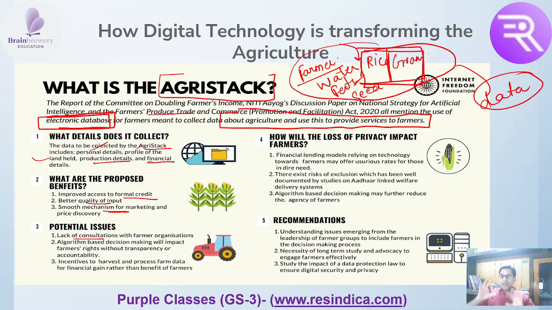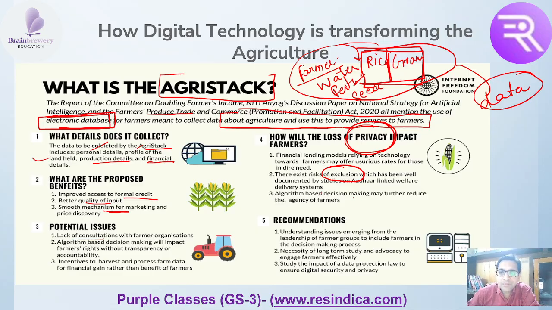Yes, there is a concern regarding privacy, because if the data of every farmer is there, the privacy concern will also be there, right? Financial lending, like which farmer is getting how much and at which place, this data will be there. There exists a risk of exclusion, which is well documented by the Aadhaar-linked welfare delivery system. Since you are going to connect the farmer with all this data, there is the issue of exclusion. Maybe not everyone is included, because you may create a database that only certain kinds of people can adhere to, right?